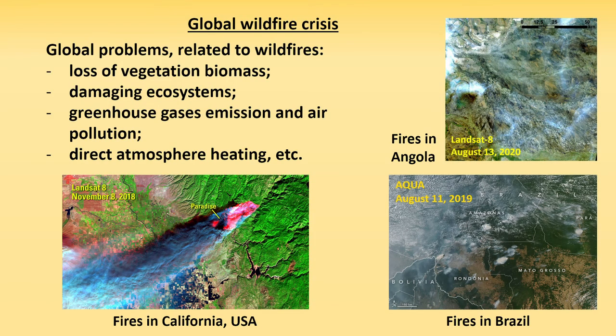The most critical problems related to wildfires are loss of vegetation biomass caused by fire, damaging and destroying ecosystems and habitats, loss of tremendous quantity of animals, atmosphere pollution by combustion products, aggravating of global greenhouse effect, direct atmosphere heating, and violation of Earth's heat budget.